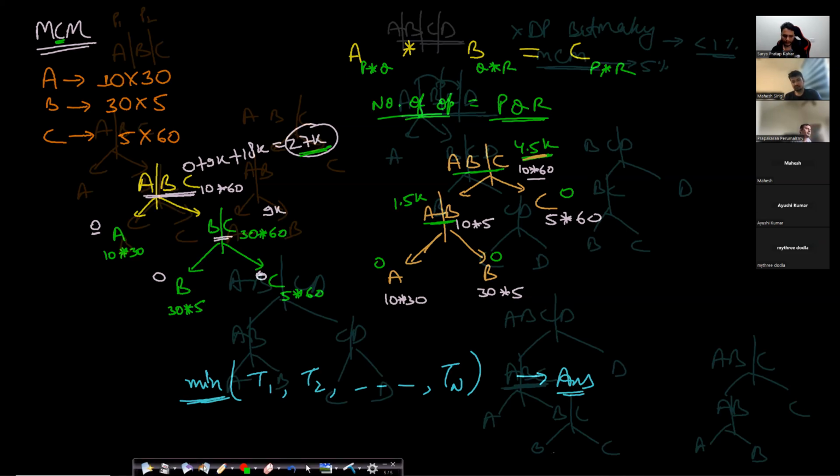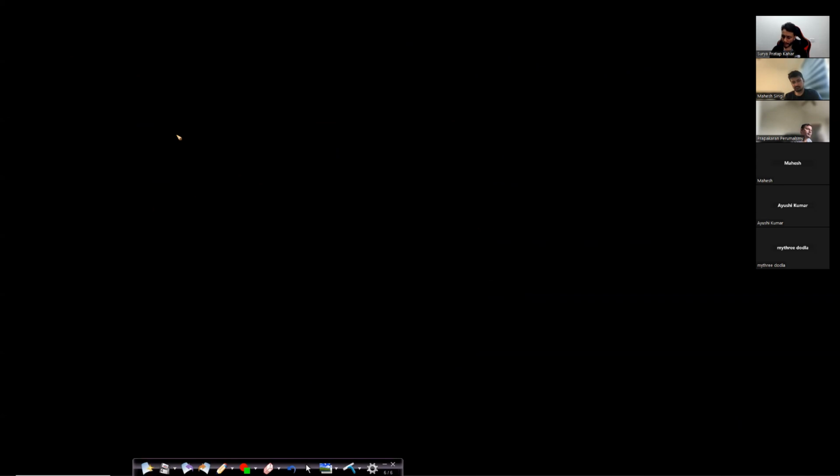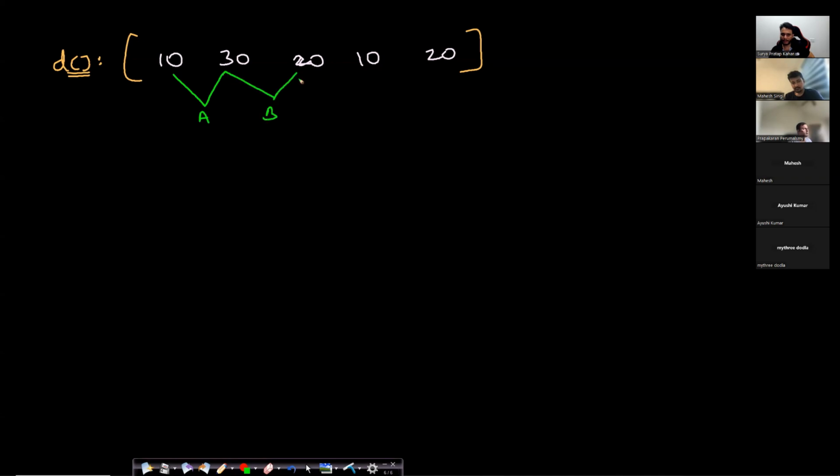So let me give you one more thing. How will the inputs come? Let's say the dimension array D is given, and this dimension array is given like 10, 30, 20, 10, maybe 20. Okay, so this is the dimension array. In this case, this is matrix M1. I'm not writing matrix M1, I'm just writing matrix A. This will be matrix B, this will be matrix C, and this will be matrix D.